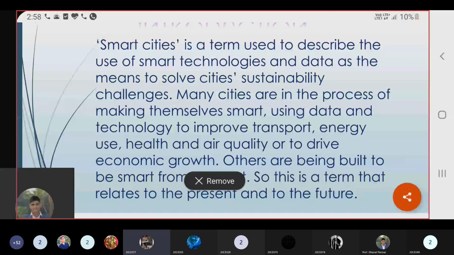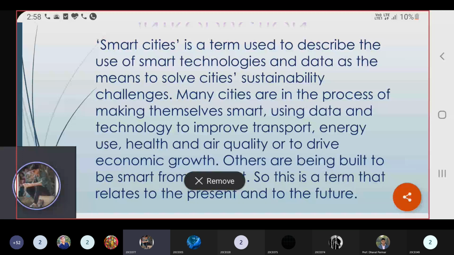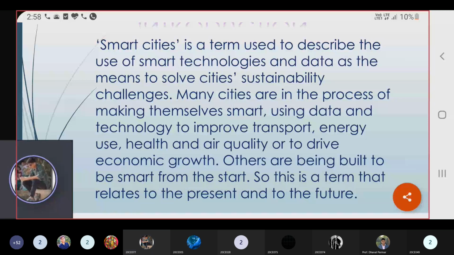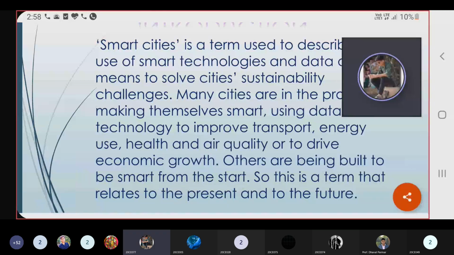So, sir, smart cities is a term used to describe the use of smart technologies and data as the means to solve cities' sustainability challenges. Many cities are in the process of making themselves smart, using data and technology to improve transport, energy use, health, and air quality, or to drive economic growth. Others are being built to be smart from the start. So this is a term that relates to the present and to the future.